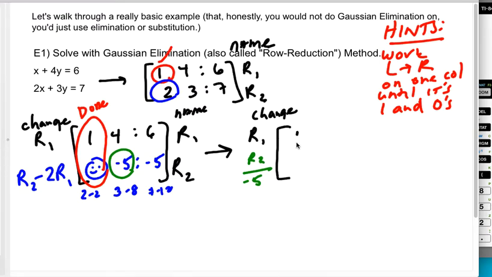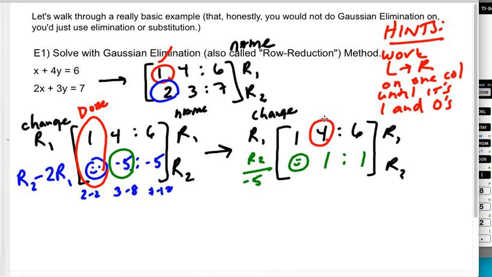So I'm going to get that row 1 still hasn't changed since the very beginning. And when I divide my row 2 by negative 5, I'm still going to have that 0. I'm going to get a 1, which is exactly what I wanted, and I'm going to get a 1, okay? So now I rename my rows, call this row 1 again and this row 2 because that's my new row 2. And I notice that the last thing I need to work on is this 4. I really need this 4 to be a 0.